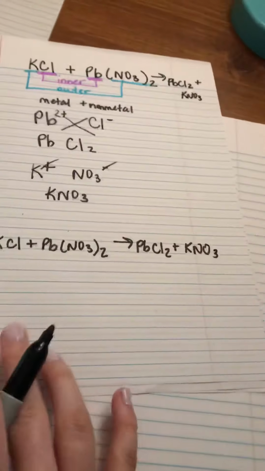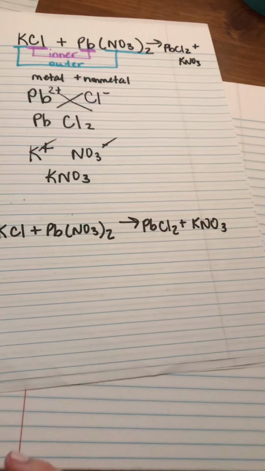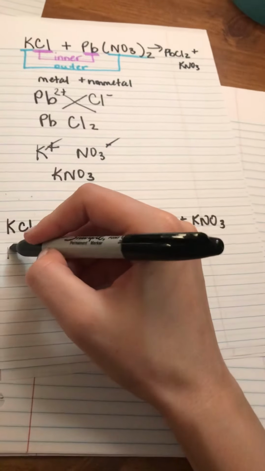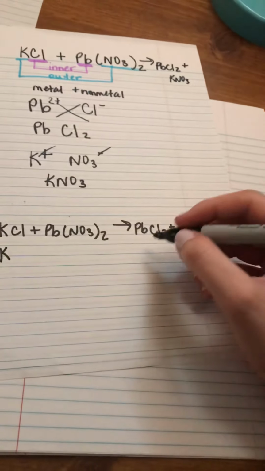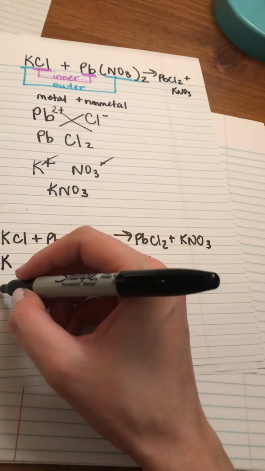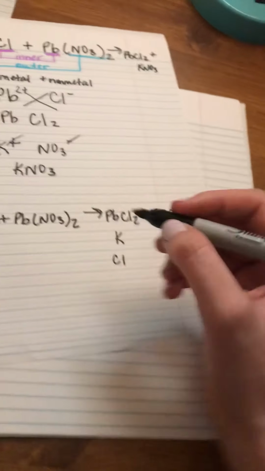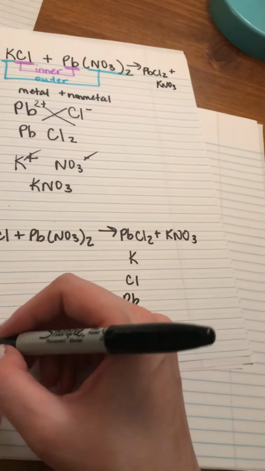All right. So balancing, to each their own, however you like to do it. So I normally will write what I have on each side. I have Cl, Cl, lead, lead, and nitrate.